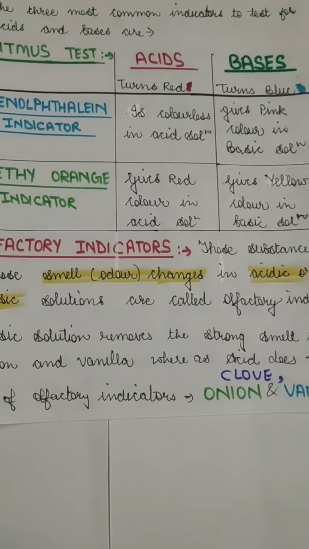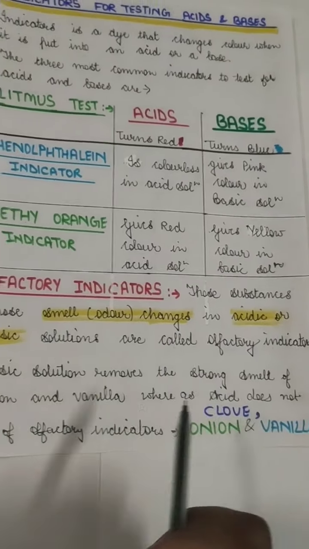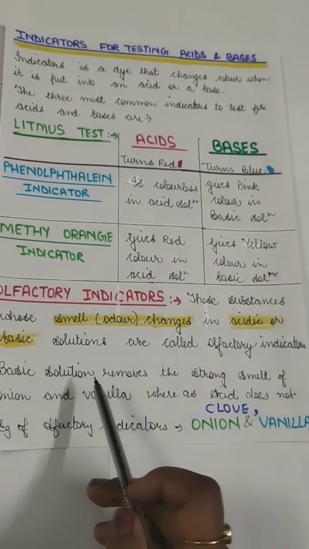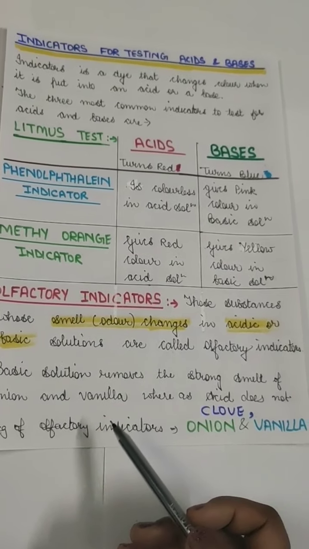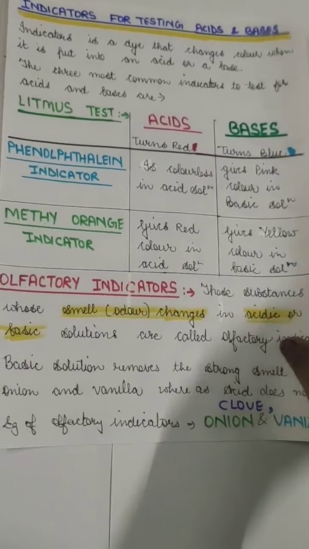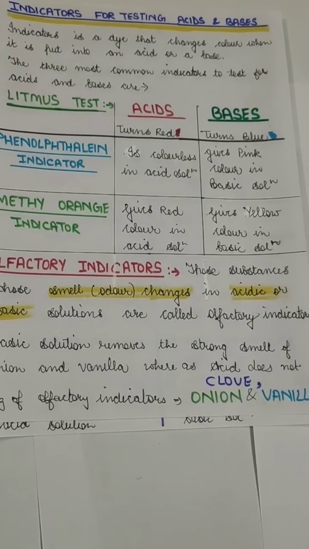Examples of these indicators are clove, onion and vanilla, because basic solution removes the strong smell of onion, vanilla and clove, whereas acid does not. So these are the olfactory indicators. So this is about all these indicators.